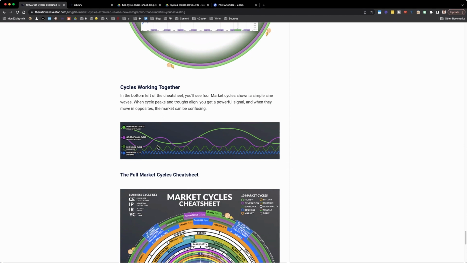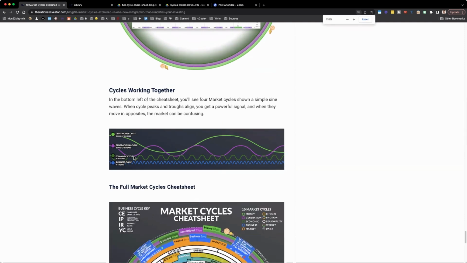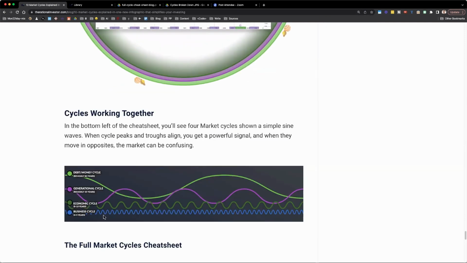You can see the debt money cycle up and down over an 80-year period, whereas the business cycle is a 4 to 5 year cycle. Let me zoom in on this. It goes up and down over these 4 to 5 year periods. And there can be a lot of overlap. So while we're in an up phase of the debt money cycle, if we're in an up phase of the economic and the generational and a business cycle, then you're in a strong bull market, and same goes vice versa.